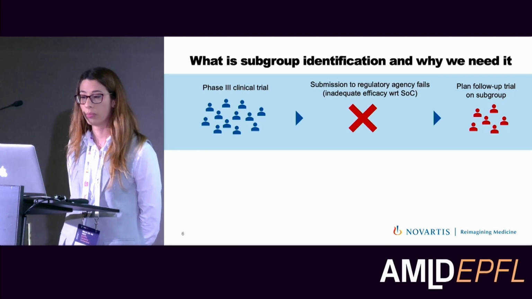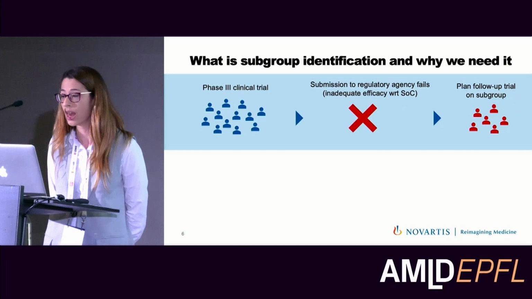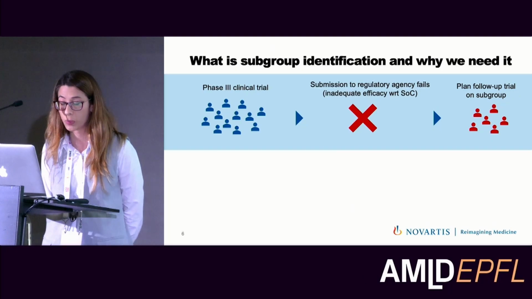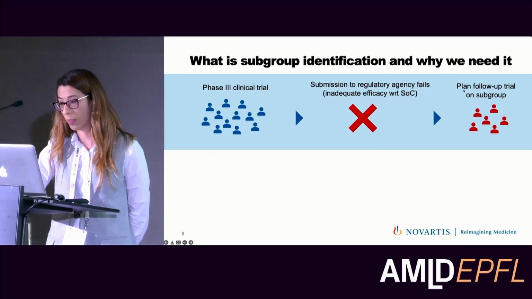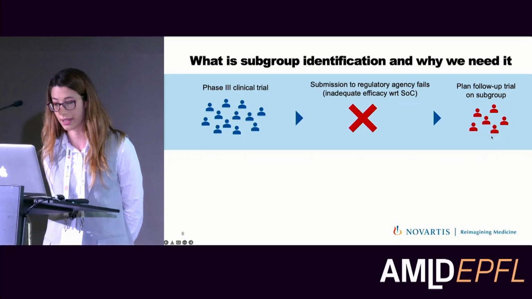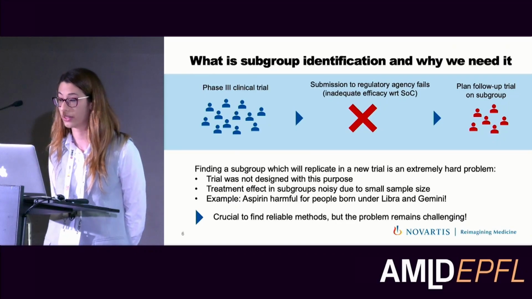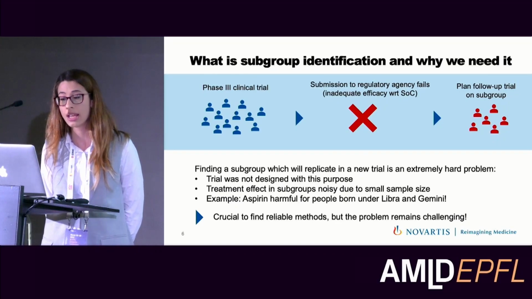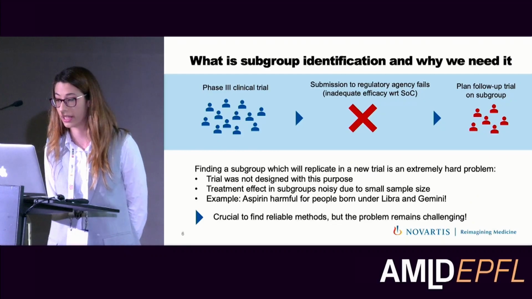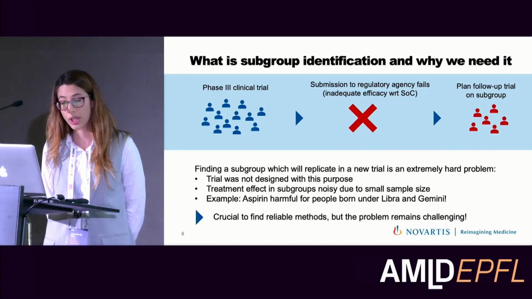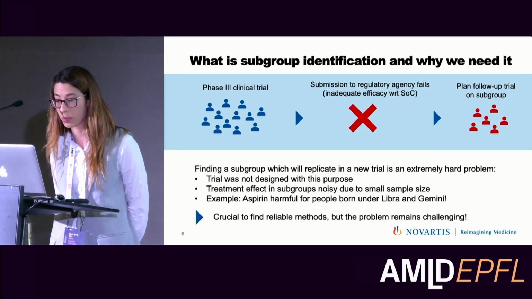Coming back to our motivating example of a failed clinical trial, if we manage to find a subgroup with increased treatment effect, we can then plan a new follow-up trial with new inclusion criteria. However, identifying a subgroup that will have increased treatment effect in a future trial is a hard problem. The risk is that the prediction will not replicate in the follow-up trial. The treatment effect could also be noisy due to small sample size.